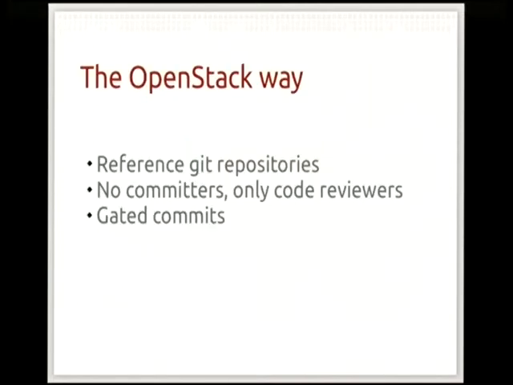We are not using pull requests. In the OpenStack way, we have reference master Git repositories, and we don't have committers. We only have code reviewers. So you propose a change, it gets reviewed by a number of people, and at some point it gets approved by the required number of people, and then it gets thrown out to our testing automation system that I will present tomorrow, and then it gets merged.